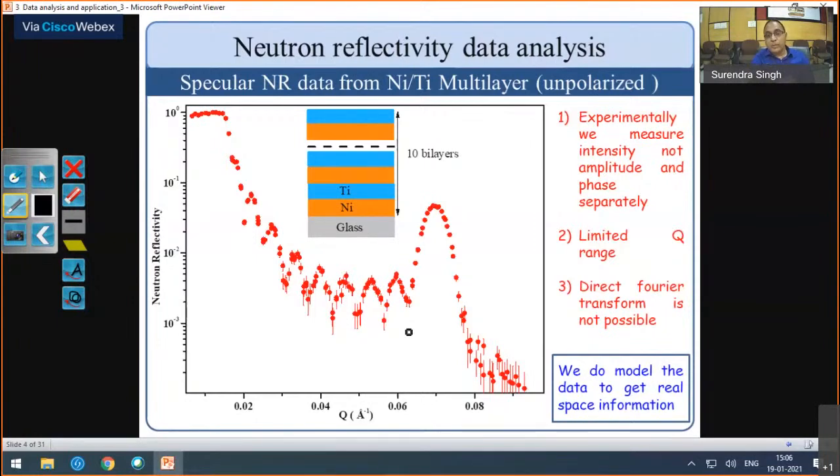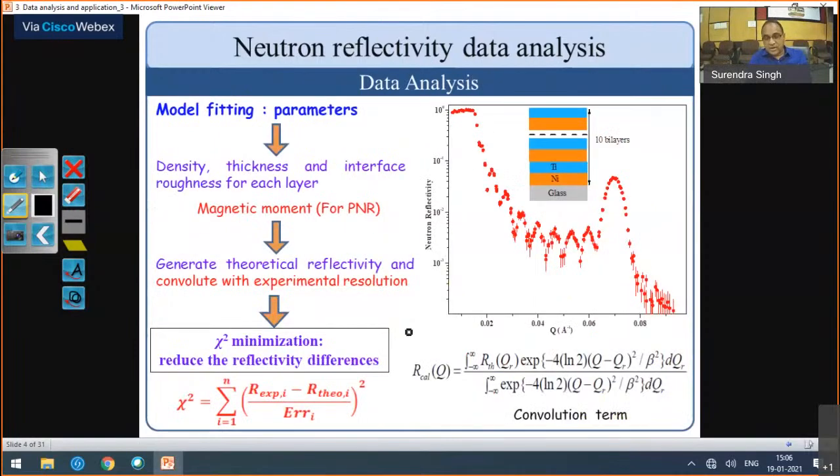So initially, in the modeling of data, we make an input file on which the reflectivity pattern depends. Okay, so what are those parameters? Density of each layer, thickness of each layer, and interface roughness of each layer. These are the three parameters which we can get from unpolarized reflectivity as well as X-ray reflectivity.